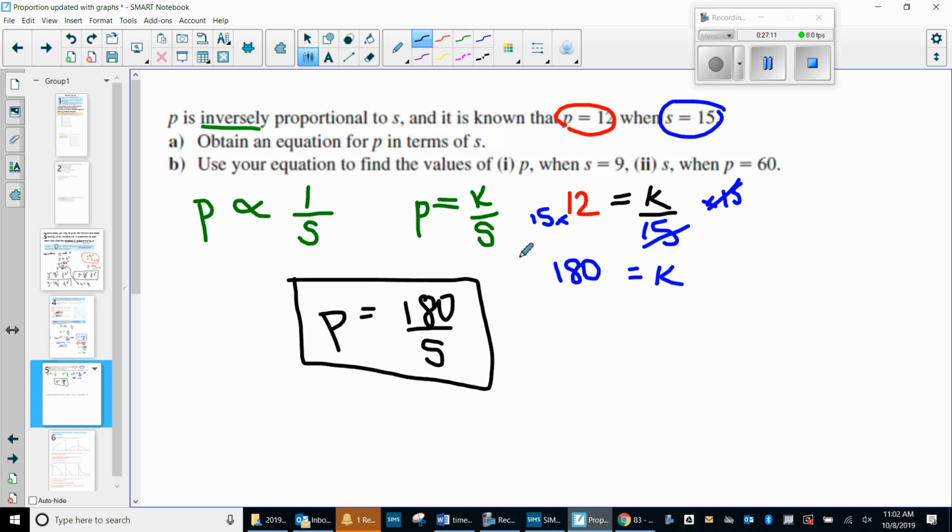Now, notice I didn't even read my questions. I didn't even have a look to see what they've asked us to do, because I know that for every question I do in proportionality, I need to do this. So then I'm going to have a look and say, it says A, obtain an equation for P in terms of S. Well, look, part A, I've done it. I'm just going to rewrite this to make sure that they know I know what I'm doing. So that's an equation, because it has an equal sign, for P in terms of S.